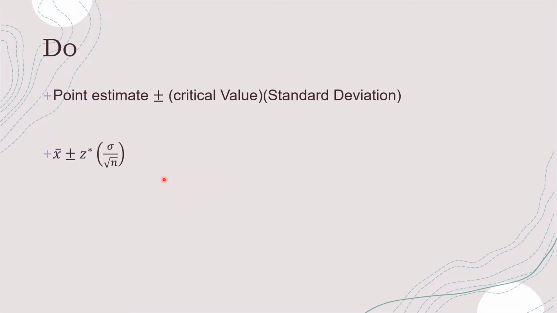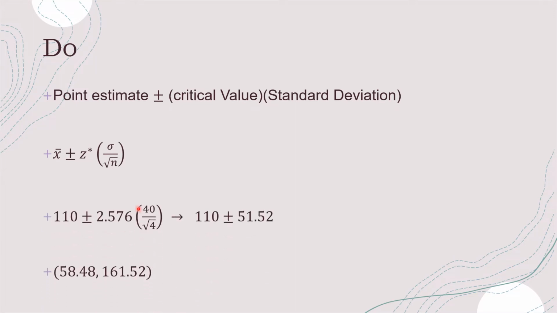Okay, moving on to do. Do is our point estimate, x bar, the average, plus or minus the critical value, the Z, times the standard deviation. Since it's from a sample, we have to take the standard deviation divided by the square root of n. That's our formula, so we plug everything in. We end up with 110 plus or minus 2.576 times 40 over root 4, which gets us 110 plus or minus 51.52.